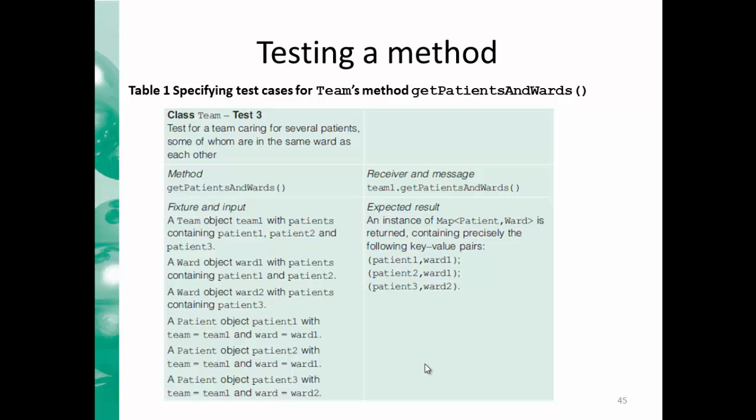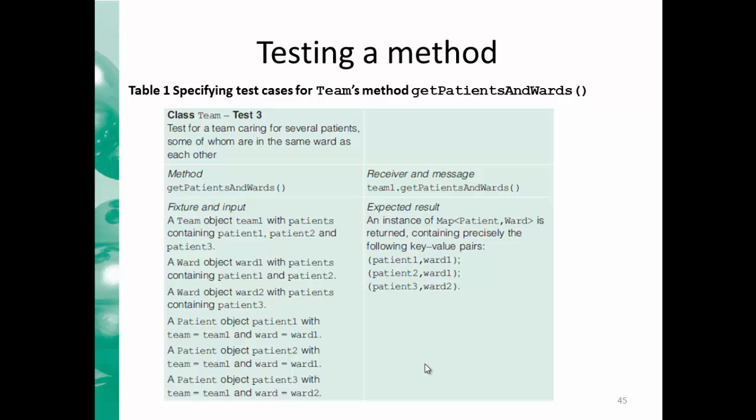This time we have patient1, 2, and 3. And we have wards to place those patients in. So you have ward1 containing patient1 and 2, and we have ward2 containing patient3. So our patients now are distributed over 2 different wards. So the fixture says a patient object patient1 with team1 and ward1, patient object patient2 with team1 and ward1, patient object patient3 with team1 and ward2 this time.